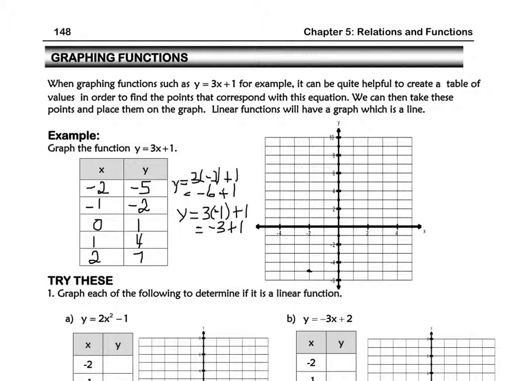And -1 goes with -2. So that would be about right here. 0 goes with 1. 1 goes with 4. And 2 goes with 7. And we can connect those because we're not told that x or y represent anything particular, so we can just assume that all the numbers in between are possible as well.